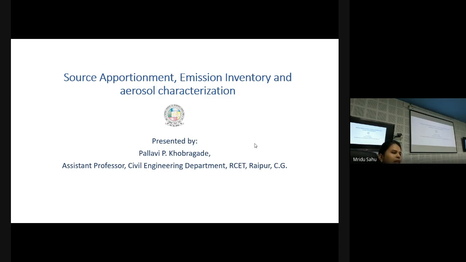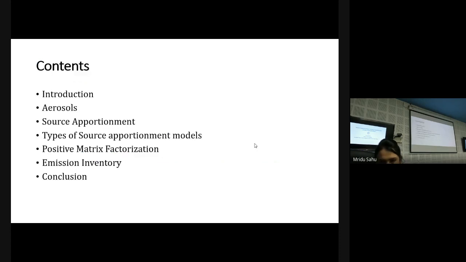Aerosol is a part of particulate matter only. It is classified on the basis of its size. So how can we characterize aerosol using recent techniques? These are the contents of today's presentation.